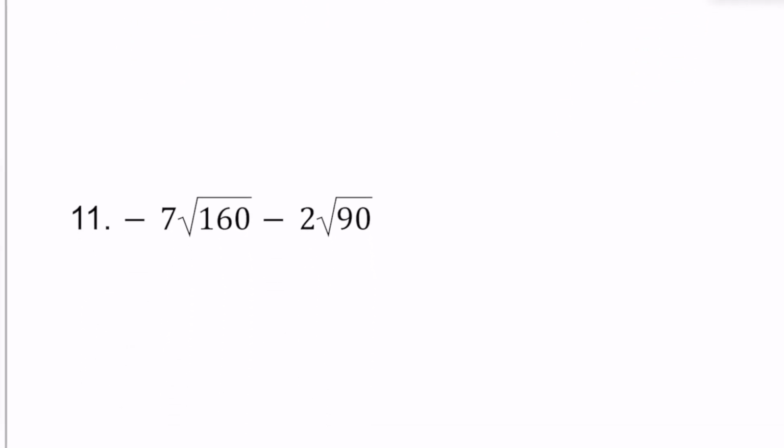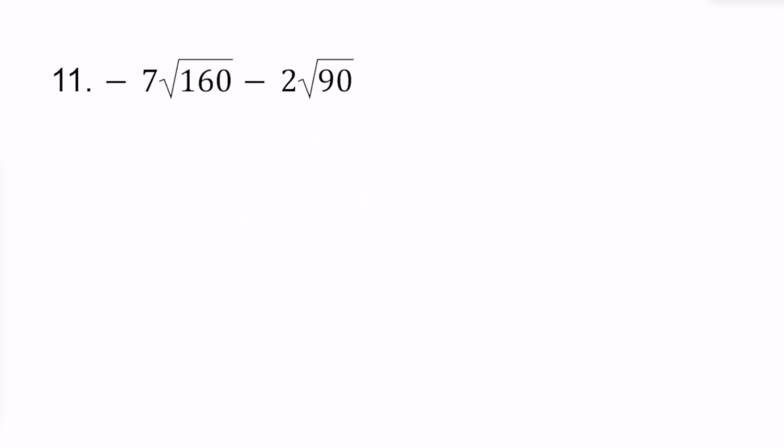Here's number 11. For number 11, these numbers just keep seeming to get larger and larger. We might, again, have to simplify both of them. So let's start with this -7. Let's copy down the -7 here, leave that alone. And what are we going to multiply that by? Well, we have this square root of 160, which is a rather large number. So let's see if we can break 160 down.